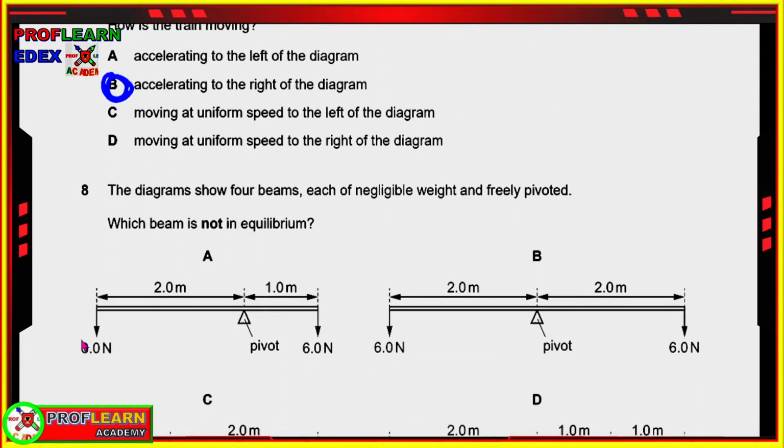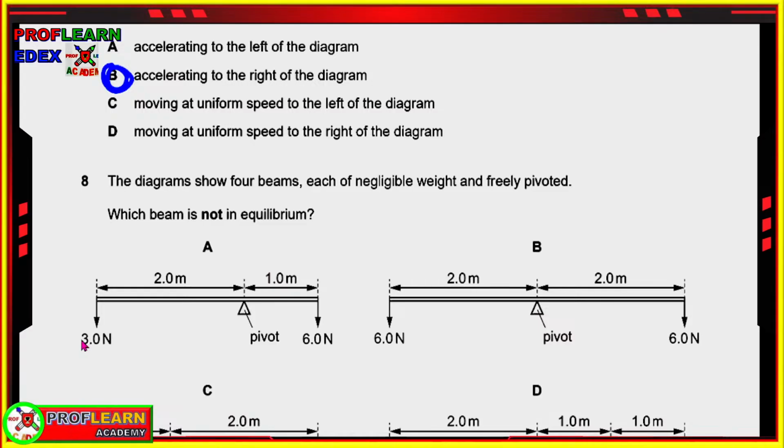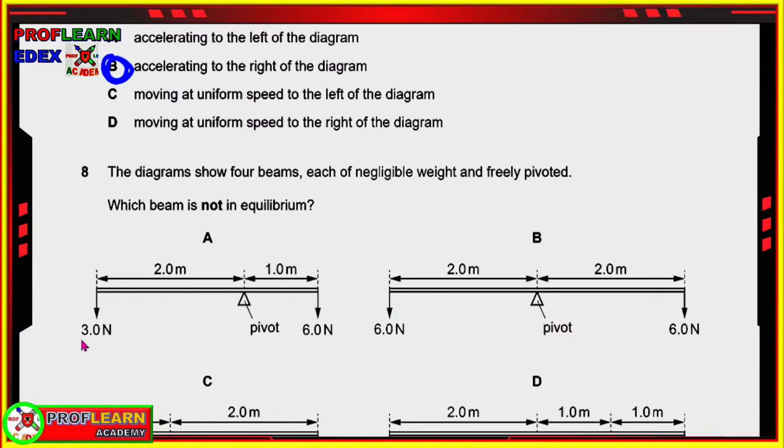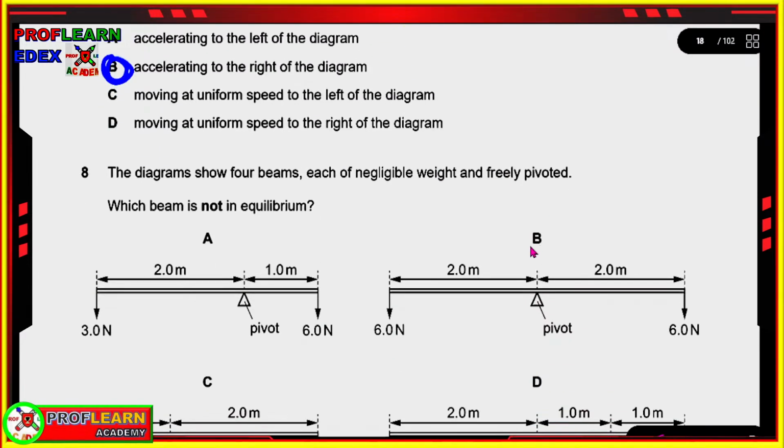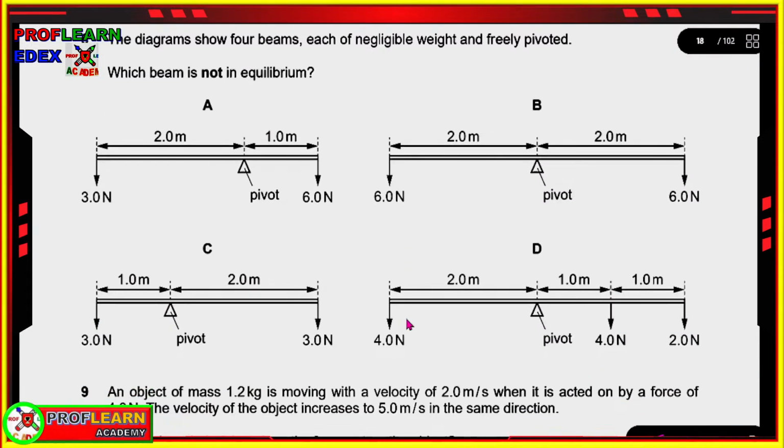The diagram shows 4 beams, each of negligible weight and freely pivoted at the given point. Which beam is not in equilibrium? Try to work out the clockwise and anti-clockwise moments so that we can see where the moments are not balanced, and write in the chat what you think the answer is.